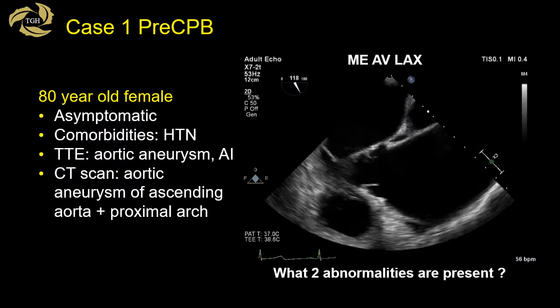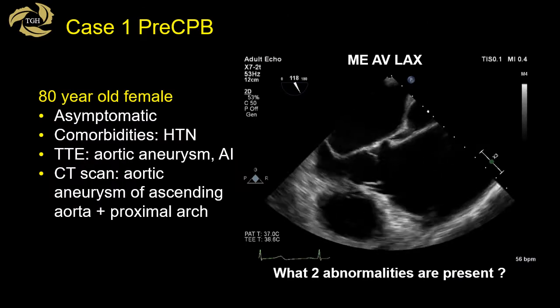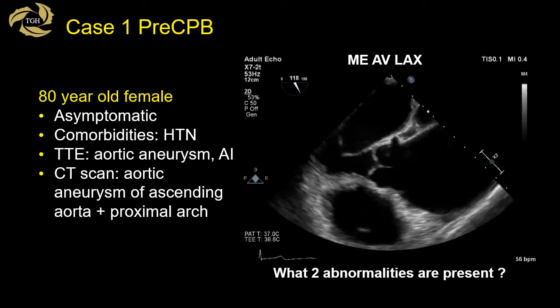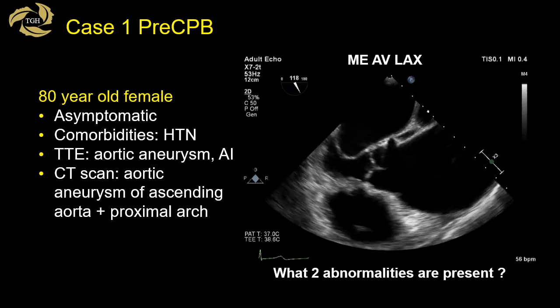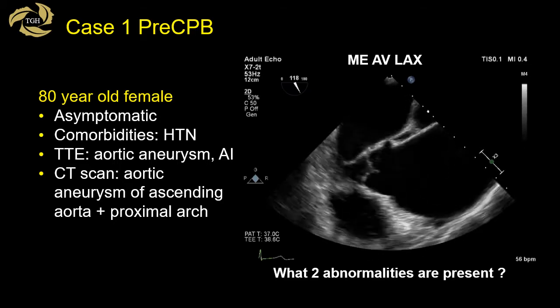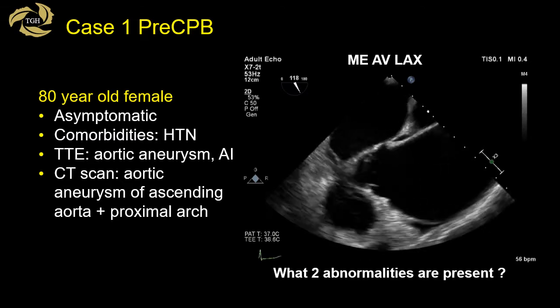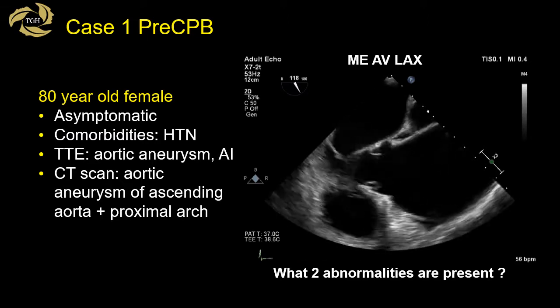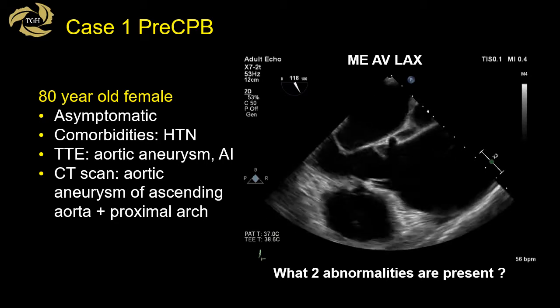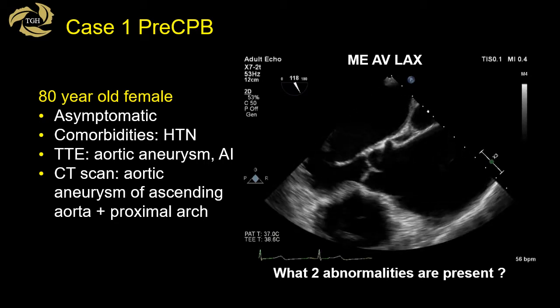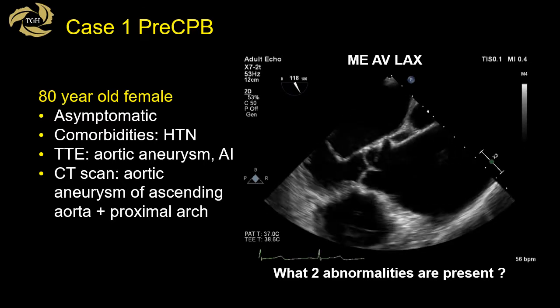So enough about the theory. Let's get to some cases. The first is an 80-year-old female. She is asymptomatic and has comorbidities of hypertension. Transthoracic echo shows an aortic aneurysm with aortic insufficiency. A CT scan shows an aortic aneurysm of the ascending aorta and proximal arch. What two abnormalities are present in this mid-esophageal aortic valve long axis view?